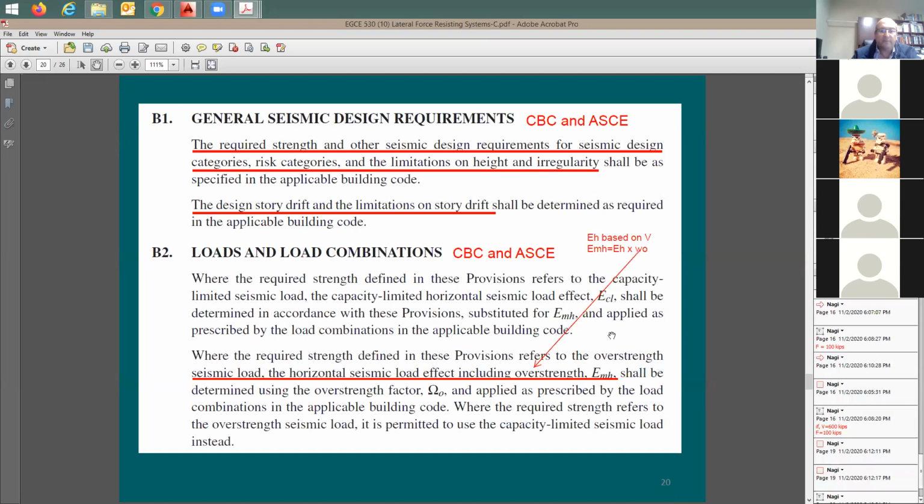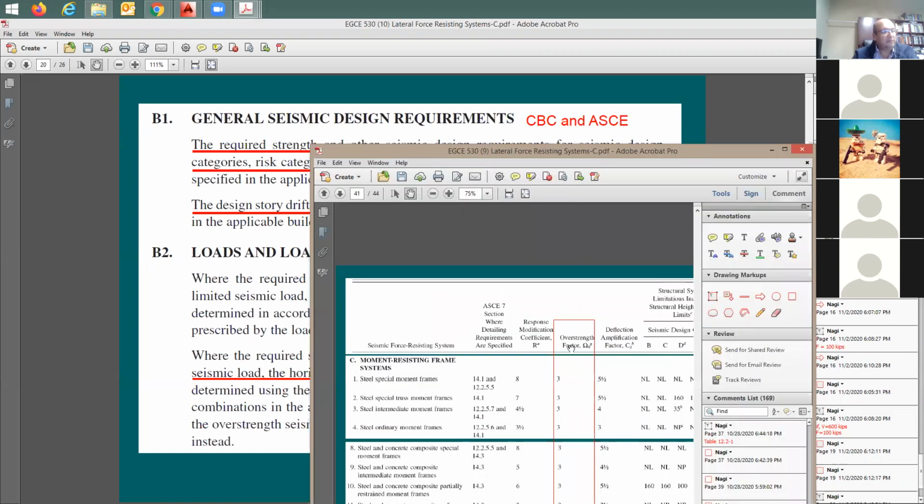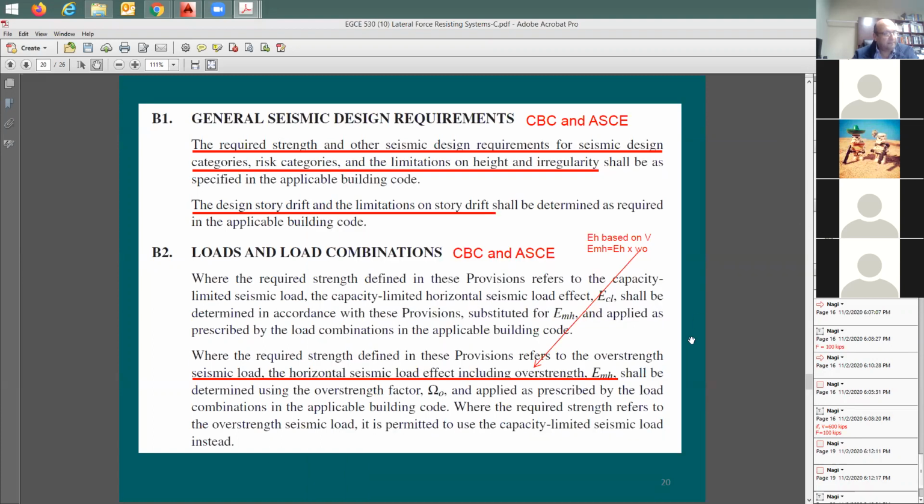Also, we have certain load combinations for it. When you look at the load combinations, you're going to see E sub MH there. And you see this is determined based on the overstrength factor omega naught taken from the table. Which table again? I don't want to forget this. The table is called 12-1, which gives this overstrength factor.